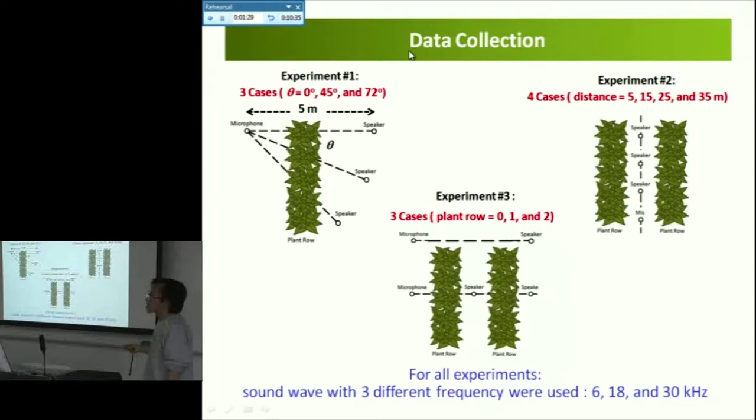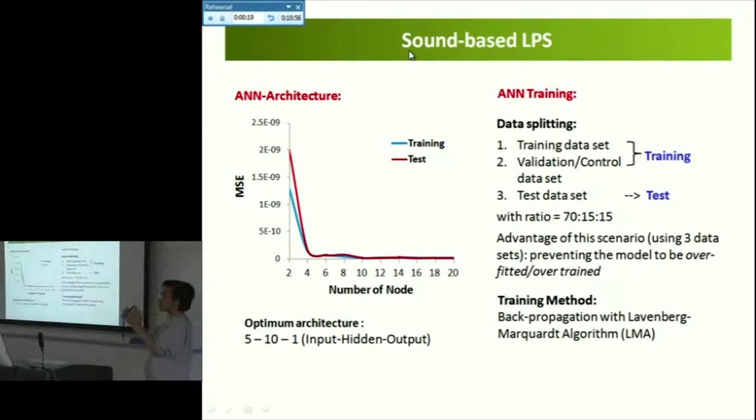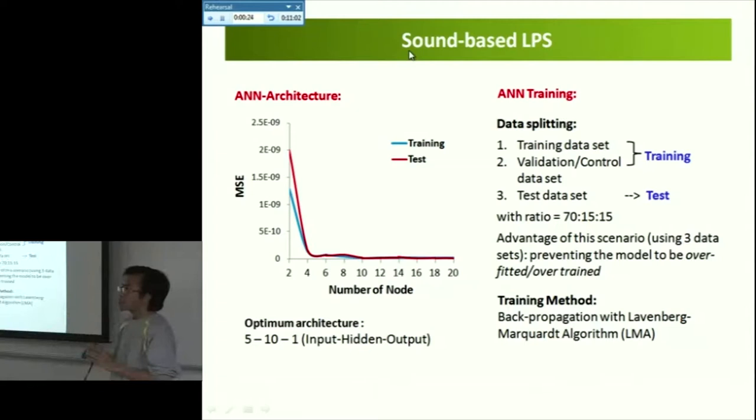Based on this data, we then generate the neural network model. We do the training, and before training, of course, we need to determine the optimum architecture. We saw in my previous slide that there are some inputs and also an output. This is fixed at 5 inputs and 1 output, but there are some parameters we have to set, like the number of neurons in the hidden layer. The simple architecture is the best, so it will save our computation time.